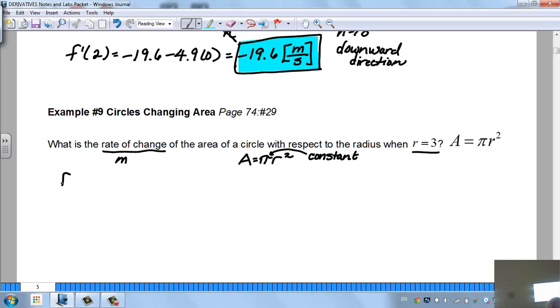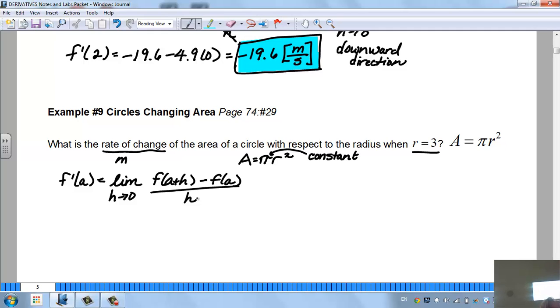Right. So I know that f prime of a is the limit as h approaches 0 of f of a plus h minus f of a all over h. Now the only problem is this was written with an a equals. You could actually say this is f of r if you need to because the area is a function of the radius. But they had it this way, so that's all right. So we're going to find when the radius is 3. So we're going to be f prime of 3.